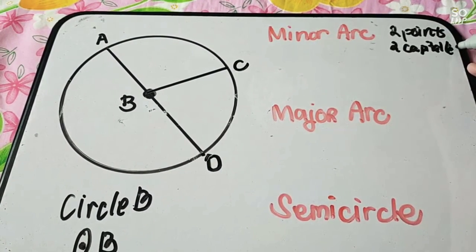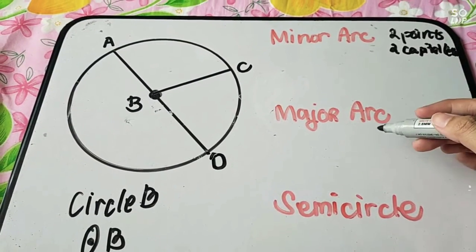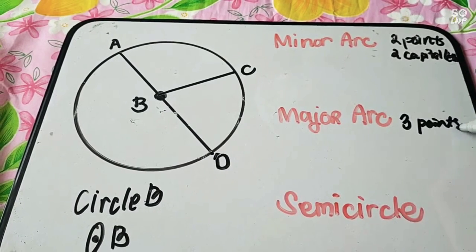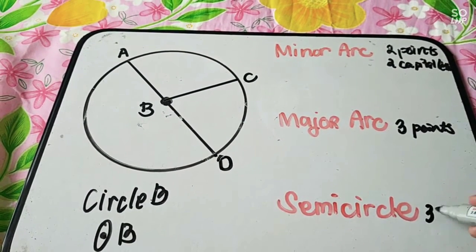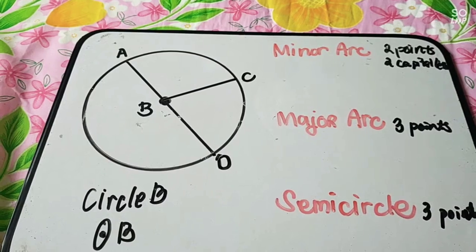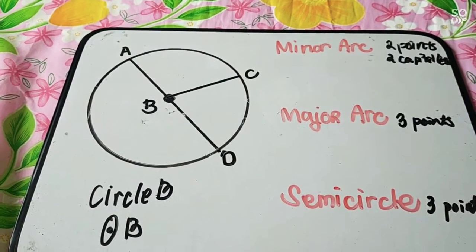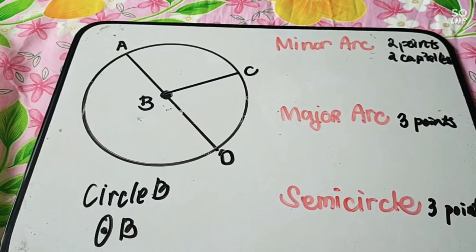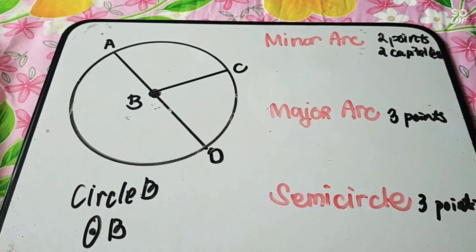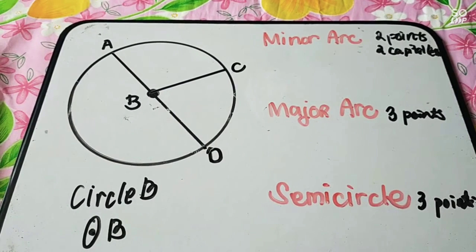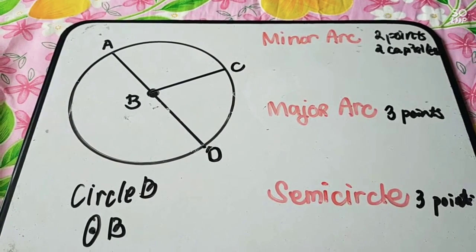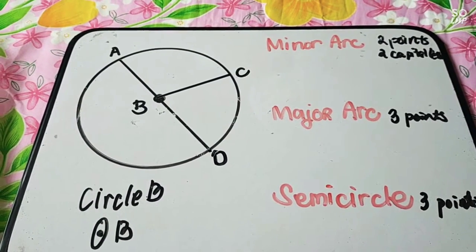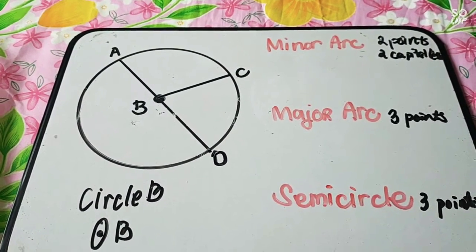Capital letters. While in major arc, you are going to use 3 points or 3 capital letters, and semicircle is also 3 points. Again, when you say minor arc, it should be less than 180 degrees or less than the half of a circle. Determine first what's the half of the circle. So, how will you determine the half of a circle?